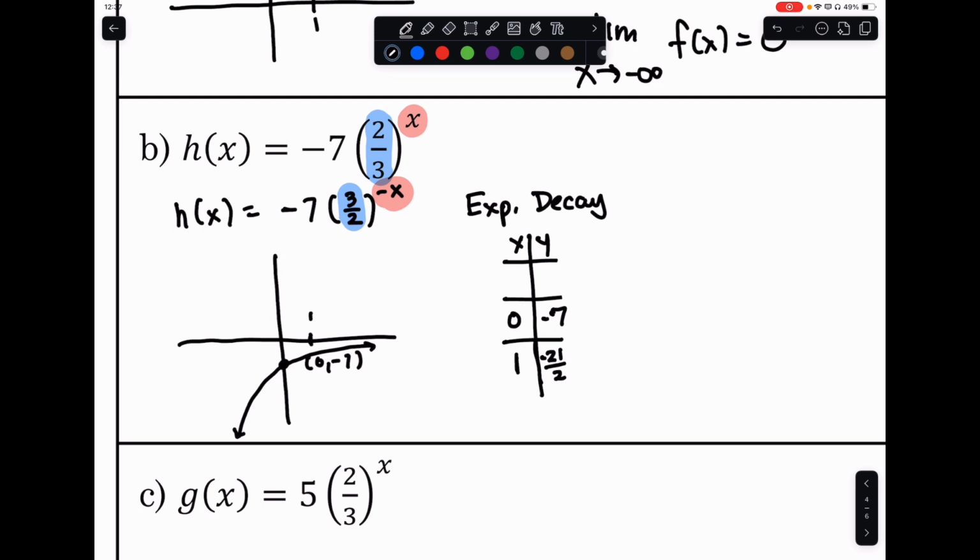Oh, no, sorry. Sorry, I'm using the wrong one. We should be multiplying by this one right here. Okay. So I should be multiplying -7, so that would be -14/3.